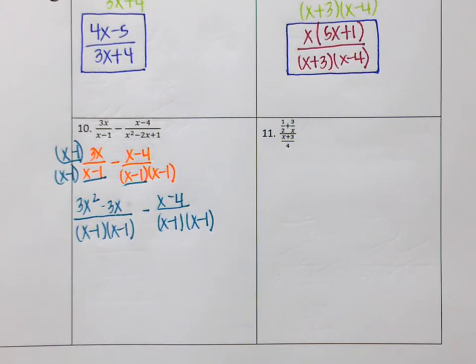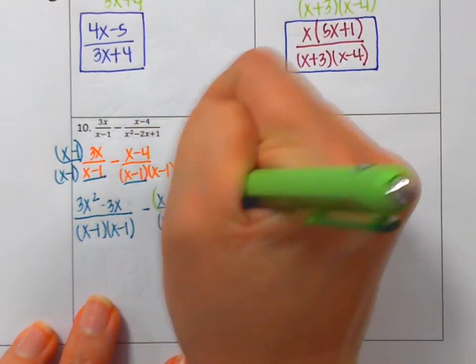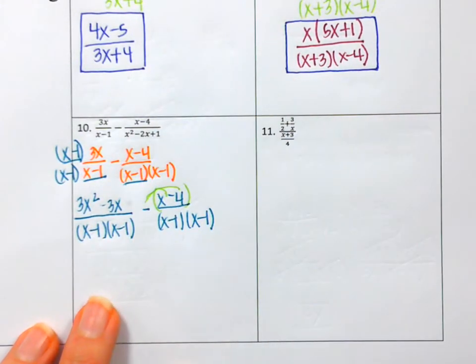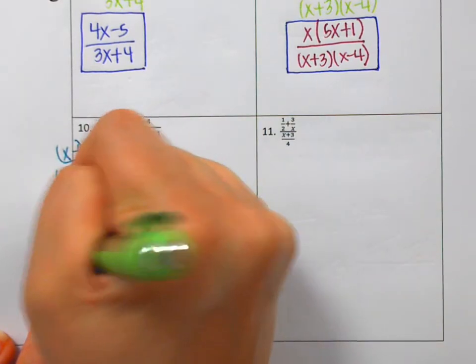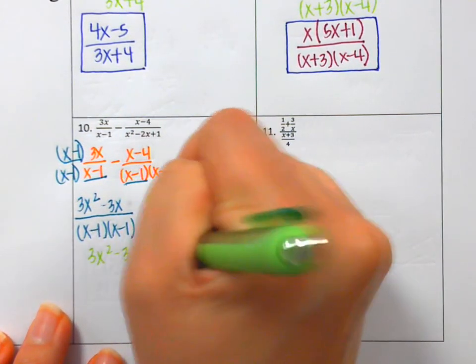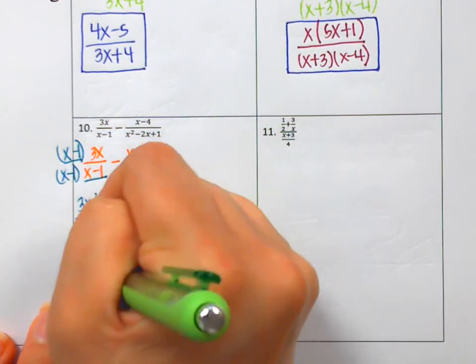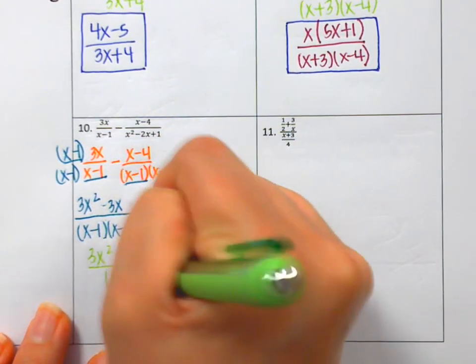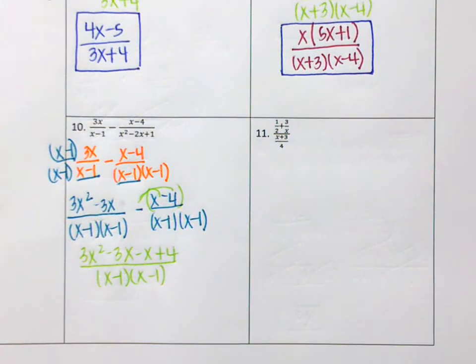Okay, so hopefully your first step, because it's subtracting, was to distribute the negative. So that means we're doing 3x squared minus 3x minus x plus 4 all over x minus 1 times x minus 1. If you write x minus 1 squared, that'd be fine too. Then we just combine like terms. Negative 3x minus x is negative 4x.